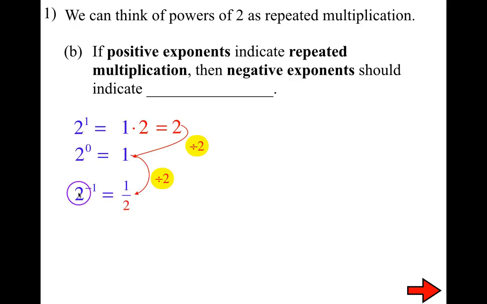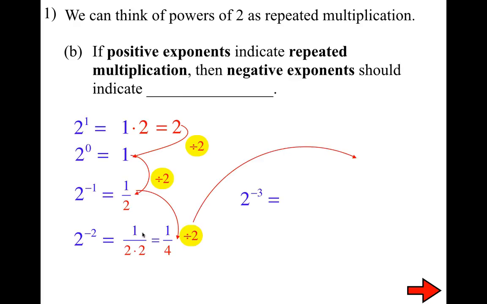Okay, well, what about the next power? What's 1 less than negative 1? Negative 2. Okay, well, if I take 1/2 and divide by 2, that will leave me with 1 over 2 times 2, which would be 1/4. Okay, let's keep going. 2 to the negative third, I would again just divide by 2. So 1/4 divided by 2. So basically, we're dividing by 2 a total of 3 times now. This would become 1/8.